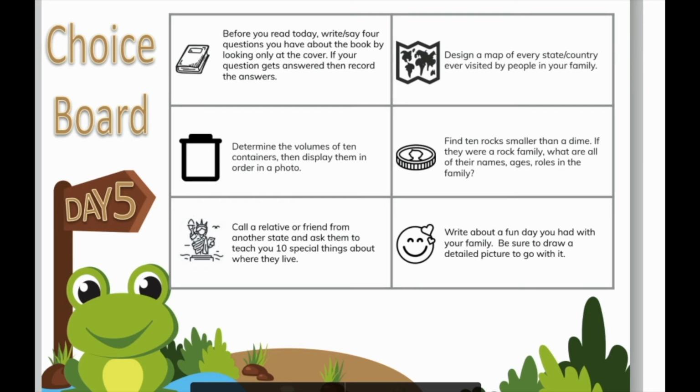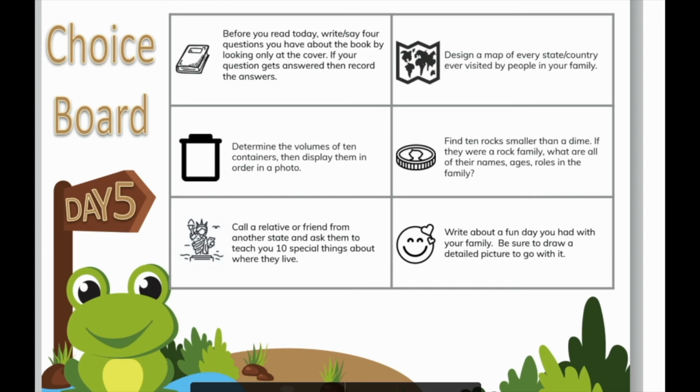This next one requires that you get outside your house a little bit. So it's asking for you to find 10 rocks that are smaller than a dime. So you might need to carry a dime in your pocket to make sure you gather rocks that are the right size. And then we're asking you to think, well, what if these 10 rocks were all a part of a rock family? What are all of their names? What are their ages? And what are their roles in that family? That could be really fun. If you have some paint, you could even maybe paint the rocks.